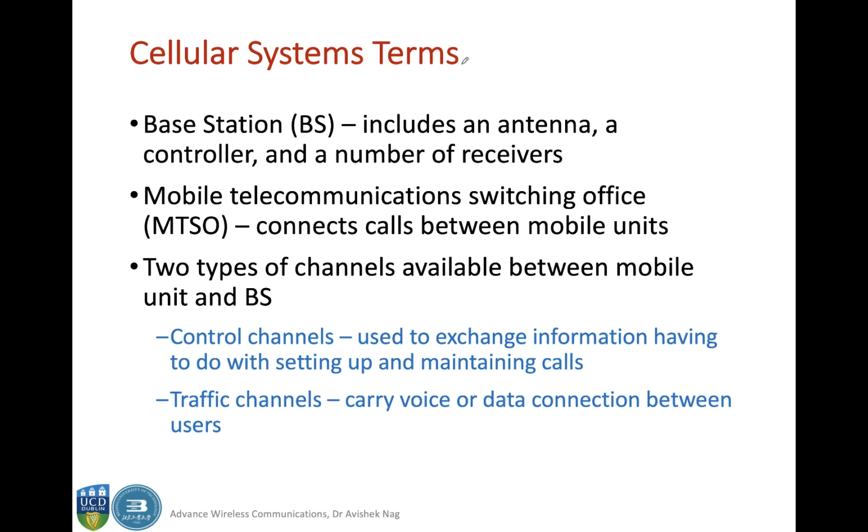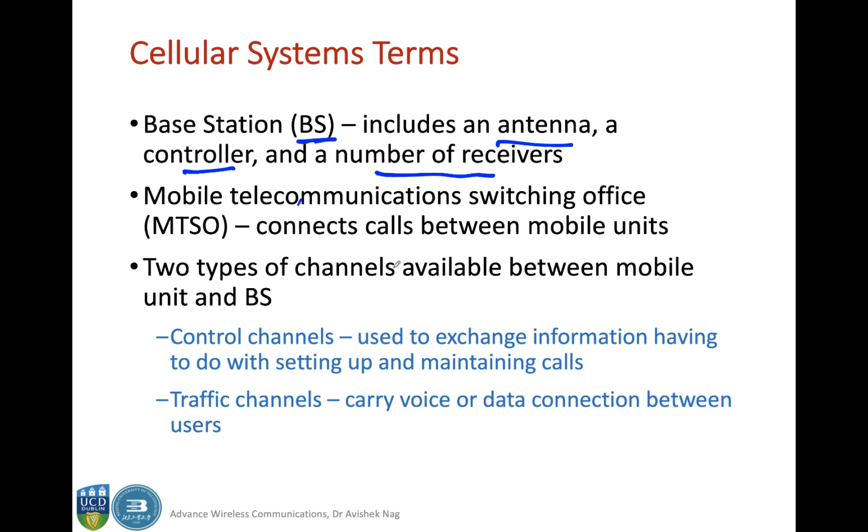So coming to the cellular system terms, we have a base station. This term most of you are already familiar with, I guess, because you must have heard about this as a user of the cellular system. Okay, so you have a base station. This includes an antenna, a controller, and a number of receivers. Then you have the mobile telecommunication switching office or MTSO, which connects calls between mobile units.